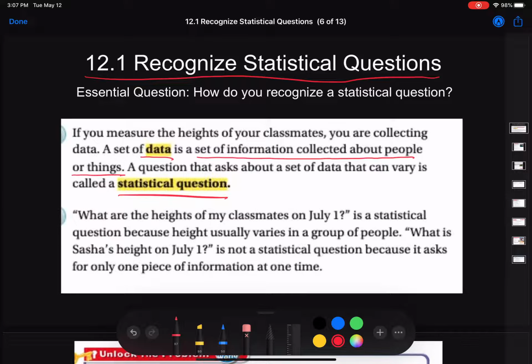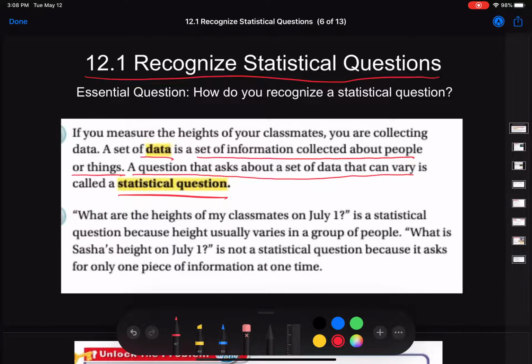Now, a question that asks about a set of data that can vary is called a statistical question. So, a statistical question. What is it? You should write this as your definition. A question that asks about a set of data that can vary. And so that's what you should write for your definition for statistical question.